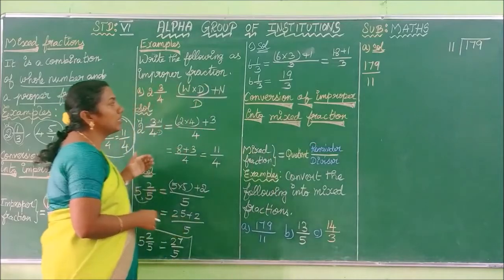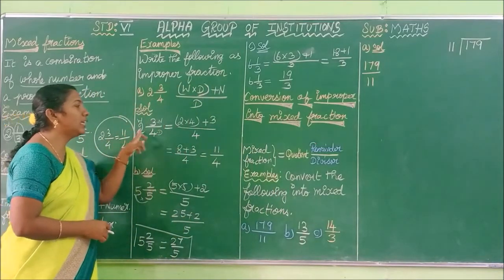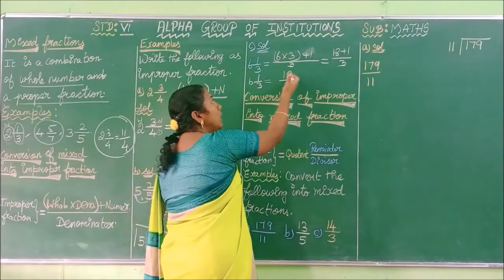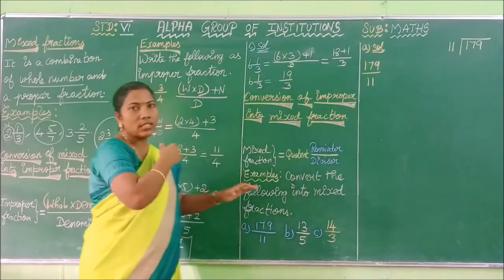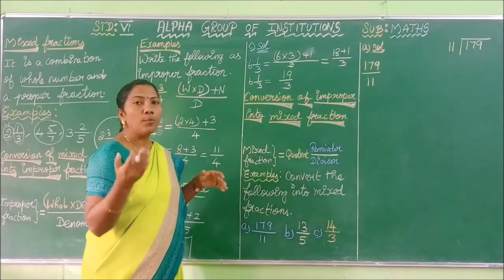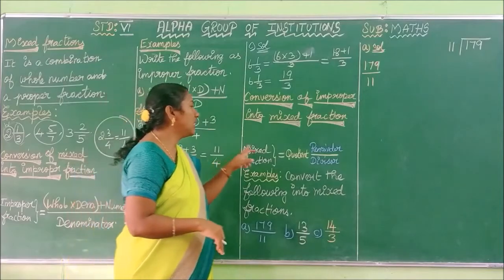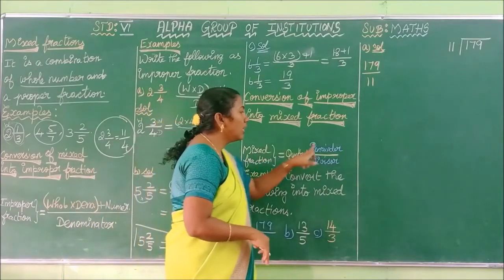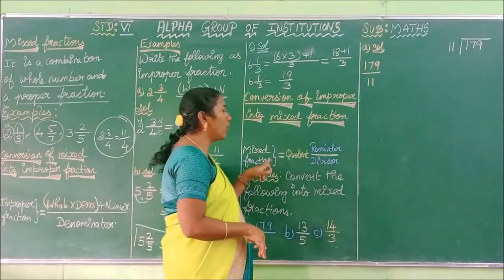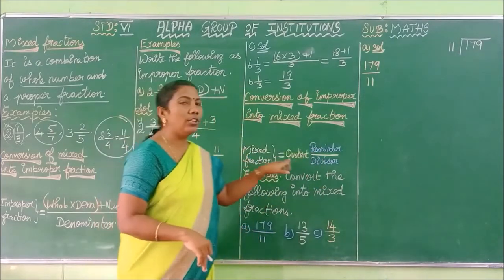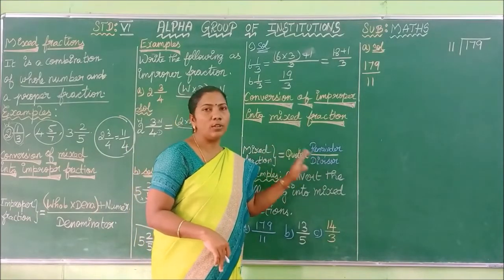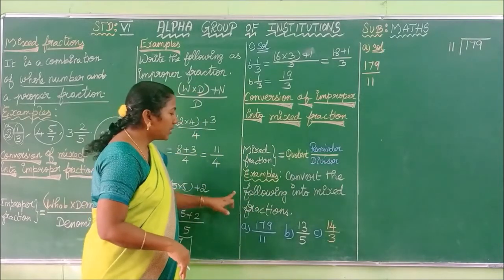So far we have discussed how to convert mixed into improper. Now we are going to discuss how to convert improper into mixed, vice versa. Okay, see here. How can you convert the improper into a mixed fraction? Mixed fraction equals quotient remainder by divisor. This is the formula to convert the improper into a mixed fraction. No need to write the formula, just remember it. Okay. See the example.